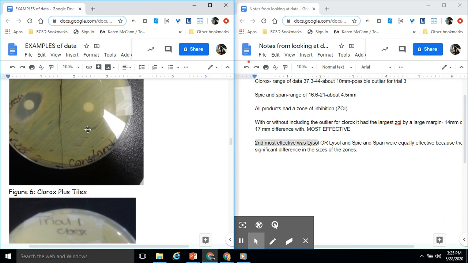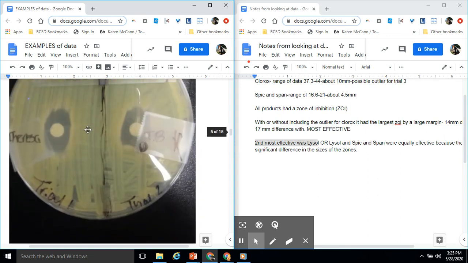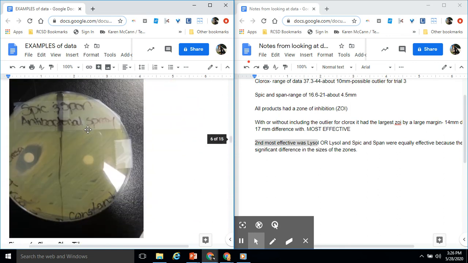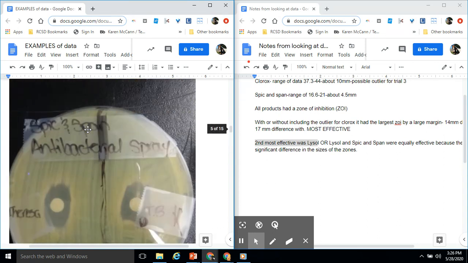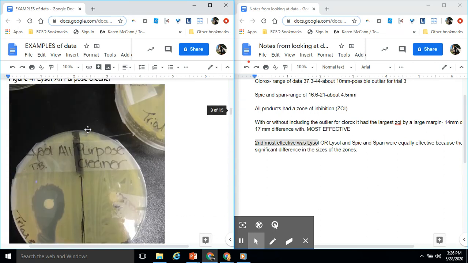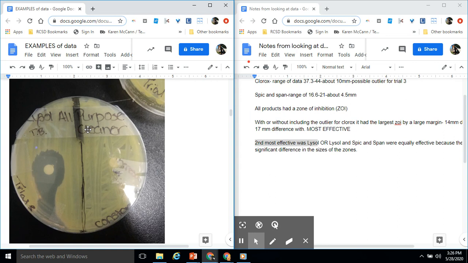And then here's our control group. It was fine. And then again, you want to look at the thickness of the lawn. Is the thickness of the lawn the same on all of these? I would not say they're exactly the same thickness, not even on the same plate. You see how this one is thicker on this side? The coloration of the lawn and how much you can see through it kind of tells you about the thickness.